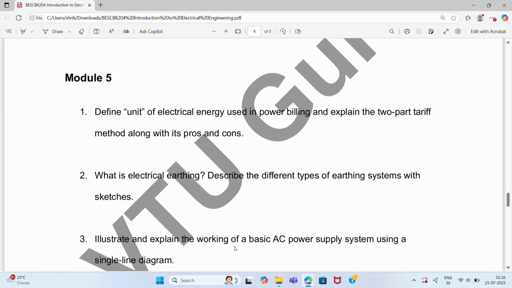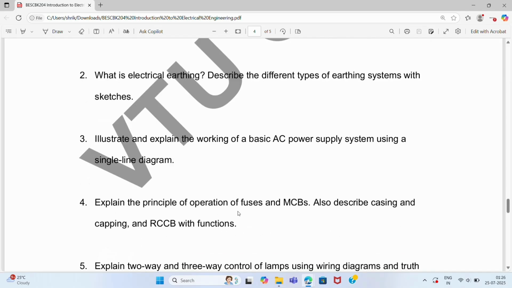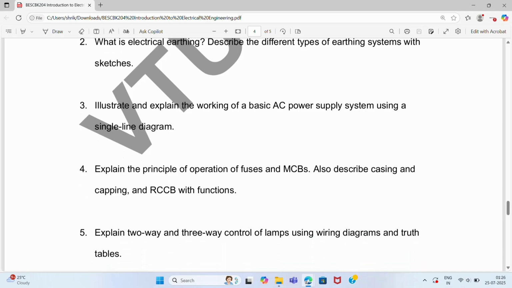Illustrate and explain the working of a basic AC power supply system using a single line diagram. Explain the principle of operation of fuses and MCBs. Also describe casing and capping and RCCB with functions.